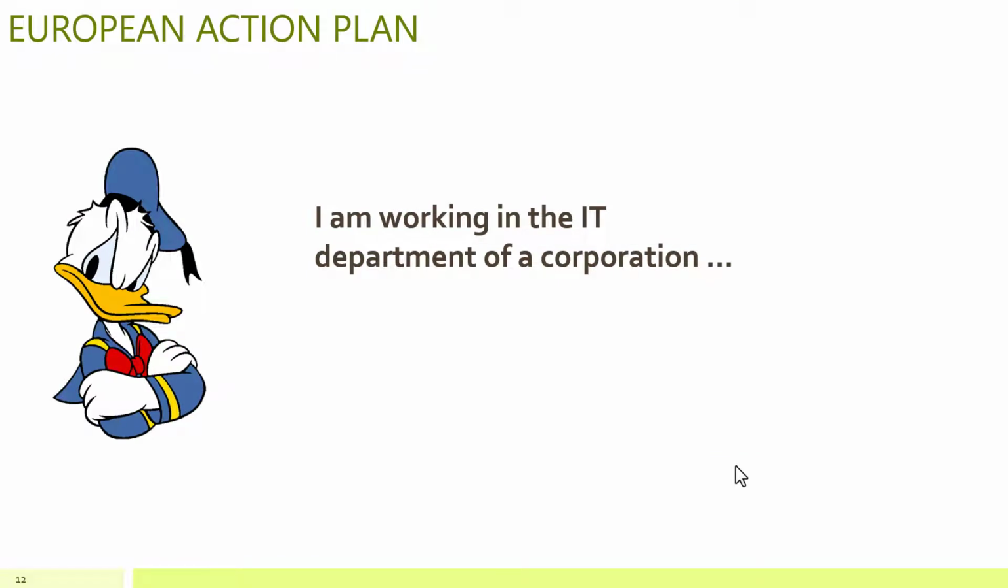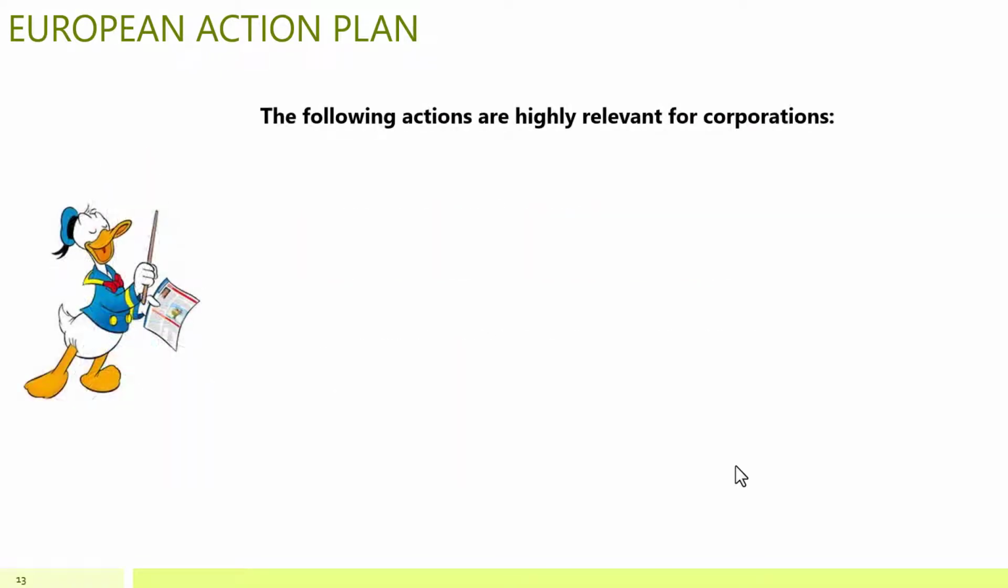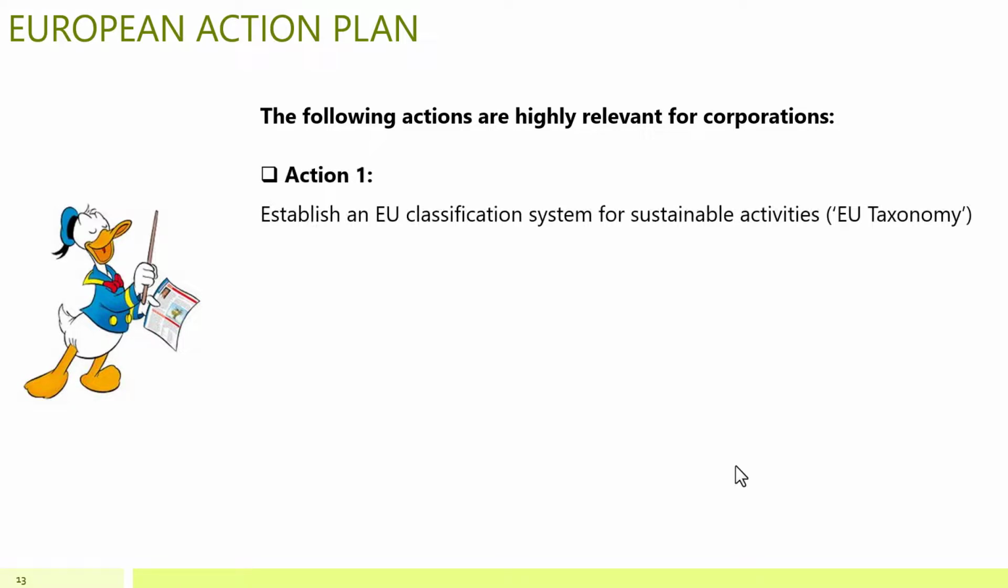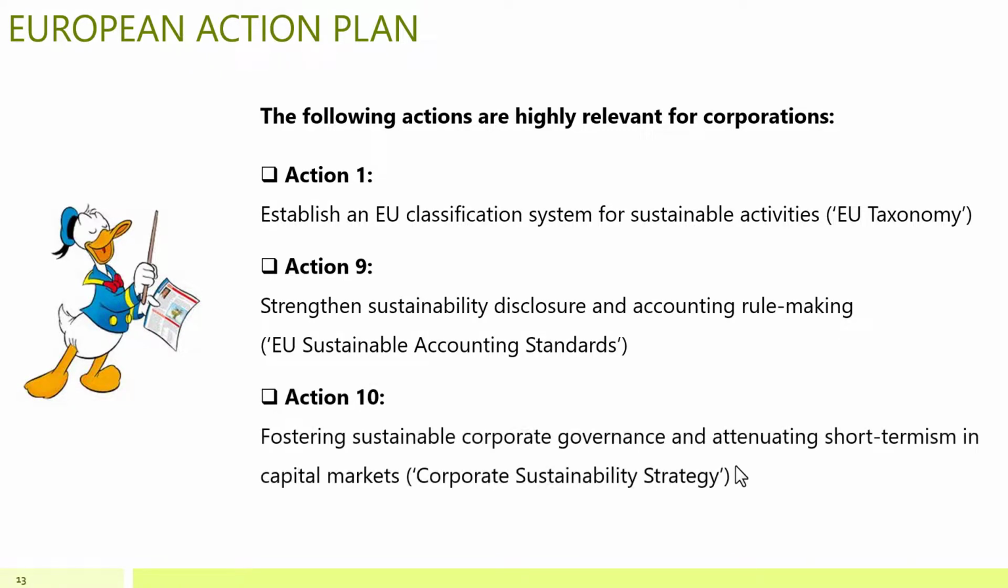Now, if you are an IT guy like me, then you might wonder, hey, why should I bother about this European Action Plan stuff? Well, some of this is what I already mentioned. The first element, this EU taxonomy, has a high relevance for IT systems. Also, the EU sustainability accounting standards, they will have an impact on your IT systems. And then these corporate governance regulations, they might also impact your systems and applications.